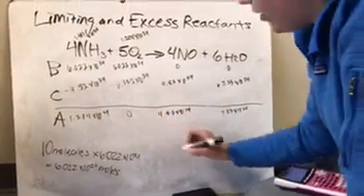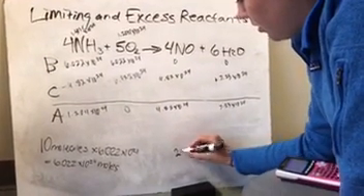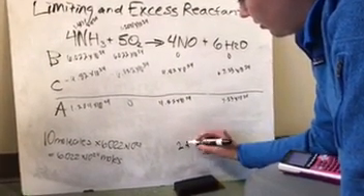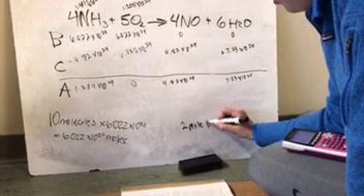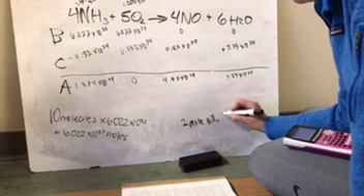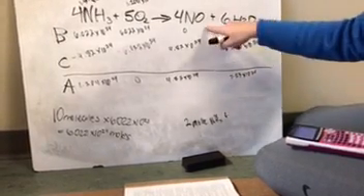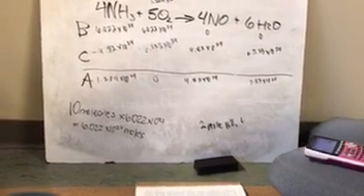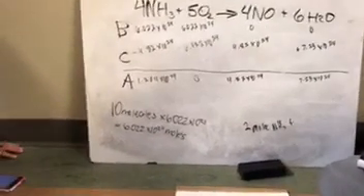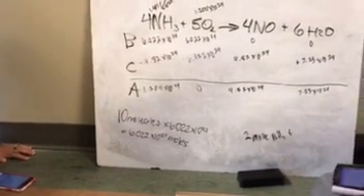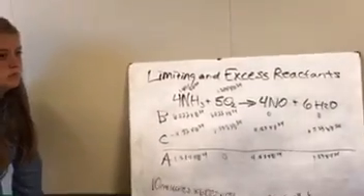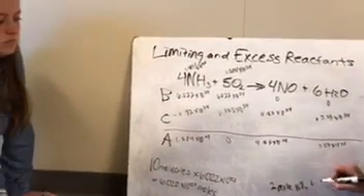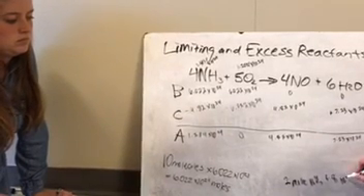gives us a rounded value of 2 molecules of the ammonia. And for this one, we're going to do 4.8 times 10 to the 24th divided by Avogadro's number. Gives us a rounded value of 8 molecules.